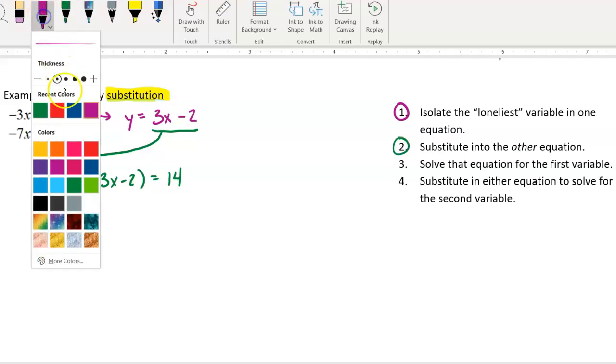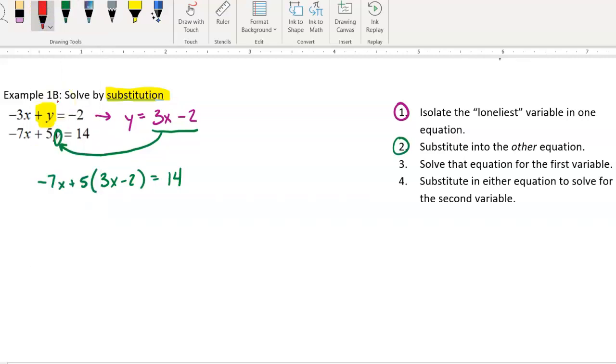So now the next step is we're going to solve that equation for the first variable. So we're going to solve for x. Okay, so we're going to find the first variable here. In this case, it's x. So whatever variable we have in this equation that I have in green, that's what we're going to start to solve for. So I'm going to start by distributing the 5 through.